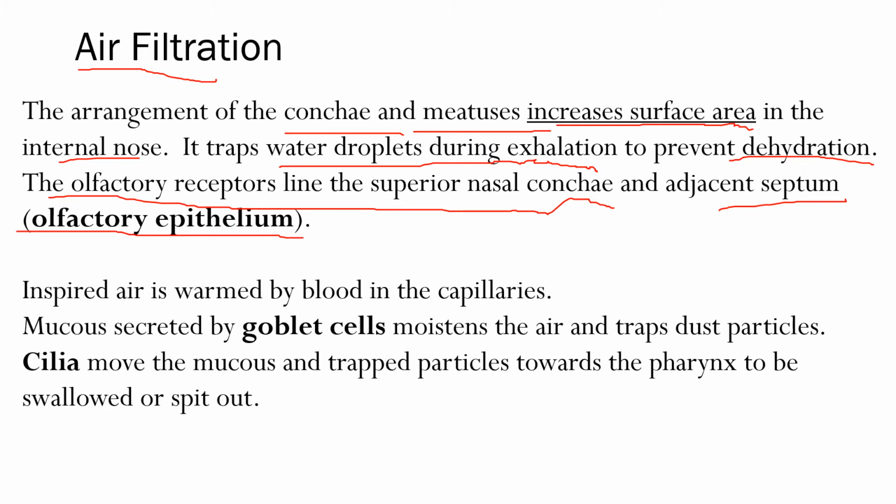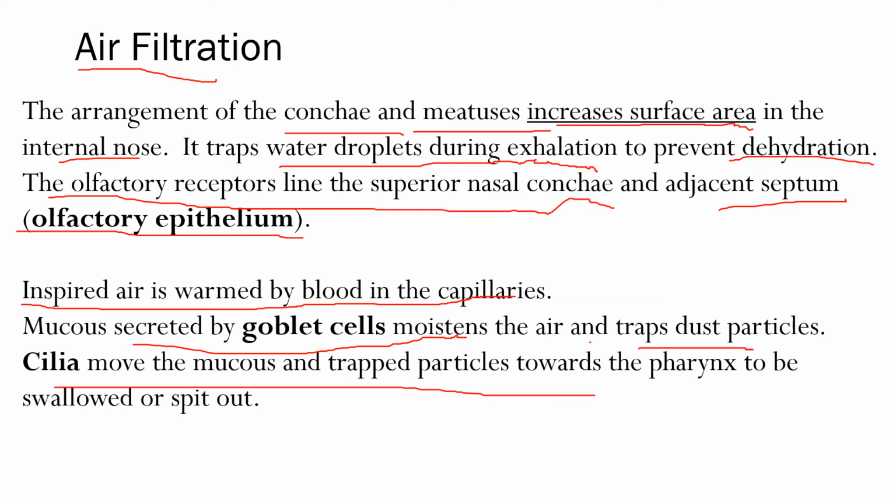And so you have olfactory receptors embedded in that mucous membrane there. The inspired air is warmed by blood in the capillaries in that membrane. Mucus secreted by goblet cells moistens the air and traps dust particles. And the cilia move the mucus and trapped particles towards the pharynx.